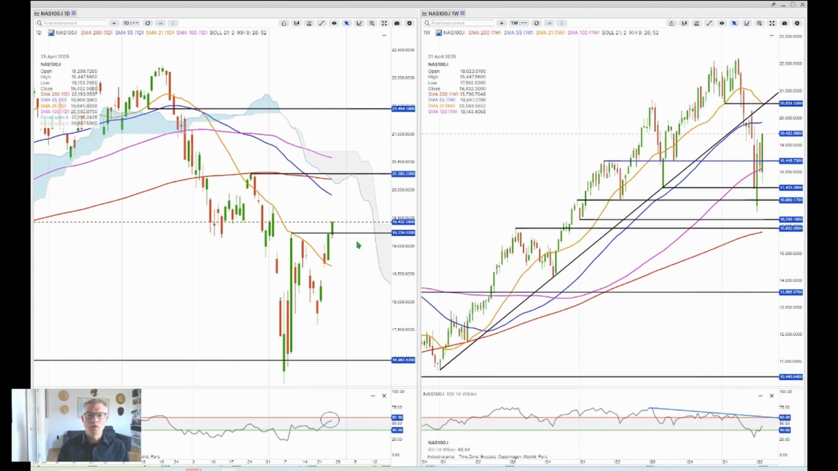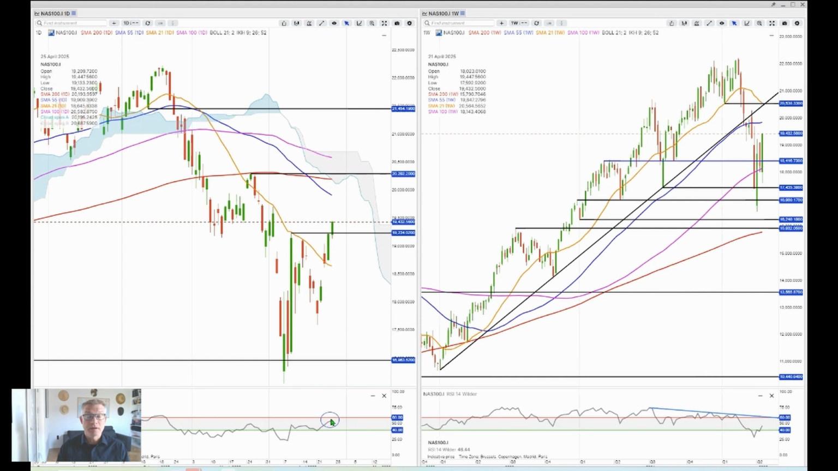NASDAQ 100 closed Friday, had a good day Friday, closed above 19,234. So it did establish a bullish trend, but it wasn't confirmed because the RSI, as you can see here, circled here. RSI, the relative strength indicator, is an indicator of the strength of the trend, and it needs to close back above the 60 threshold, the red line here, to actually confirm a bullish trend. So let's see if it can actually do that.